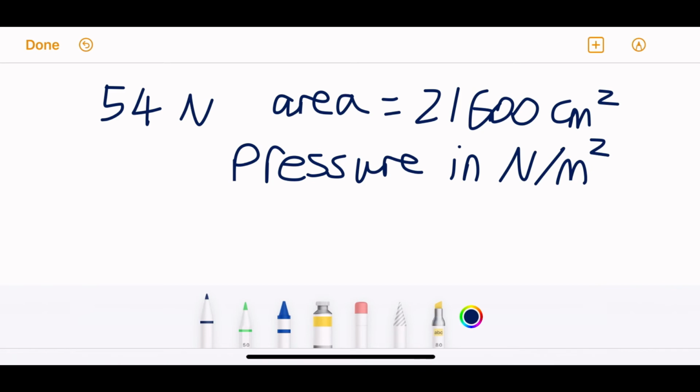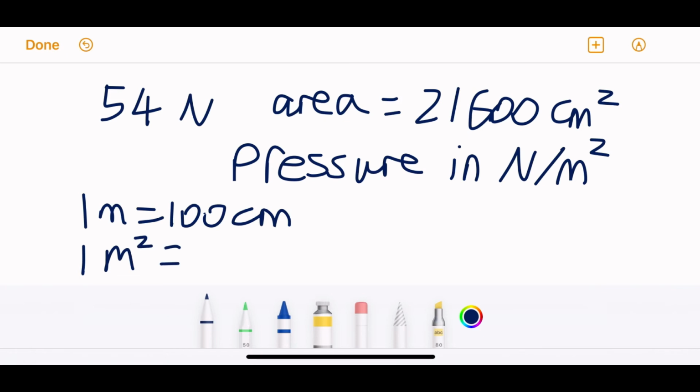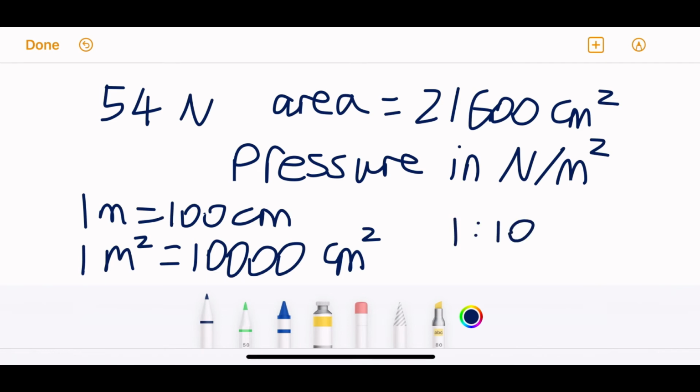So 1 meter equals 100 centimeters. So 1 meter squared would be the multiplication of 100 twice. Therefore, it will be 10,000 centimeters squared. Well, in order to convert 21,600 centimeters squared into meters squared, we're just going to use this ratio of 1 to 10,000. Yeah, that's the ratio we found over here.